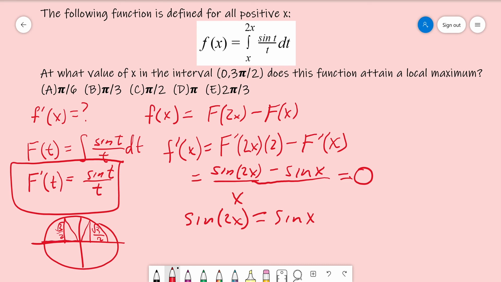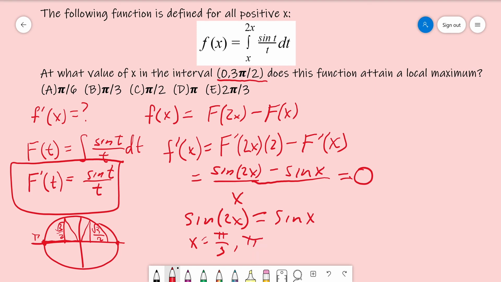0 is also an option, but again, we're not interested in 0 because it's outside of this interval, 0 to 3 pi over 2. But pi is also going to work because sine of pi is 0, and then sine of 2 pi is also 0. So I think our options are x equals pi over 3 or pi.